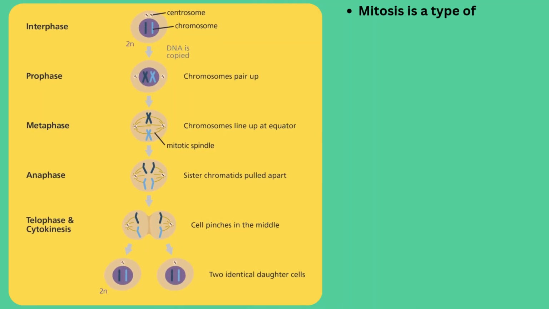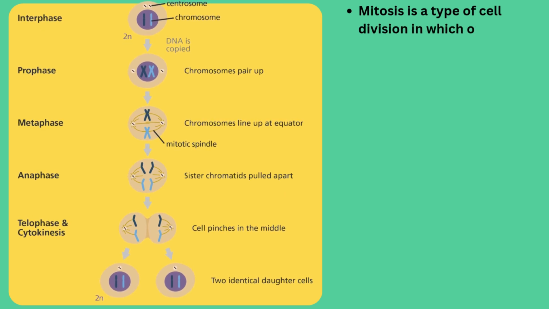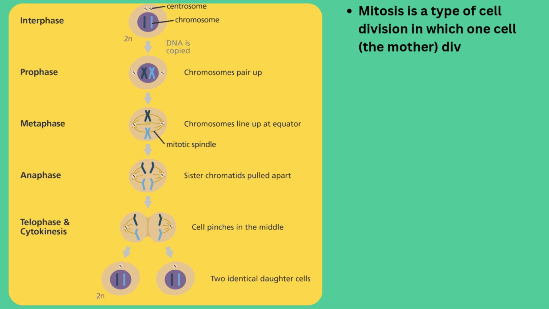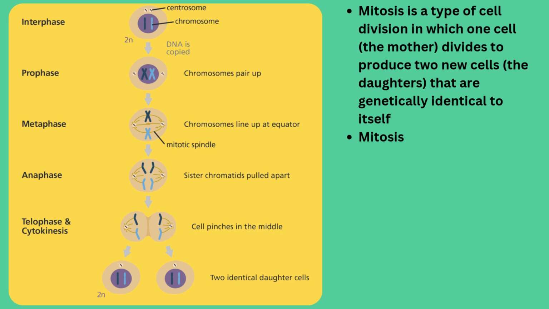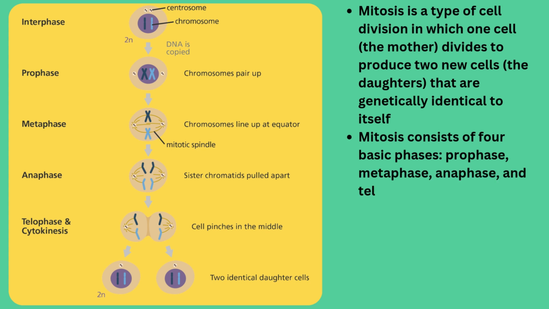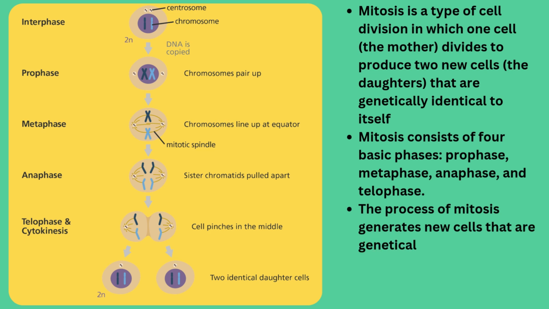In summary, mitosis is a type of cell division in which one cell, or the mother cell, divides to produce two new cells, known as the daughter cells, that are genetically identical to itself. Mitosis consists of four basic phases, which are the prophase, metaphase, anaphase, and telophase. The process of mitosis generates new cells that are genetically identical to each other. And mitosis helps organisms to grow in size and repair damaged tissues.